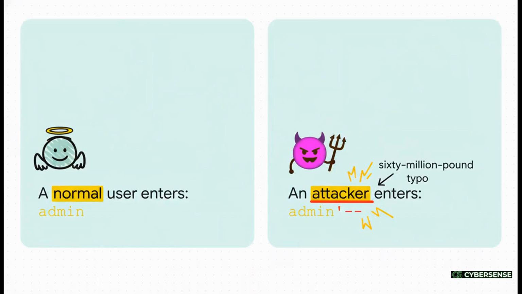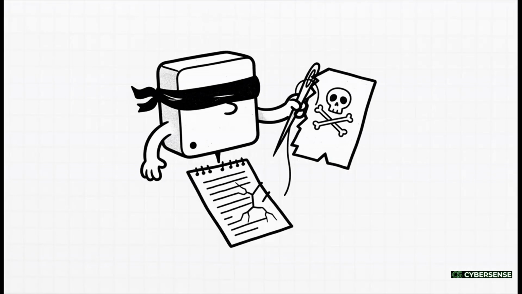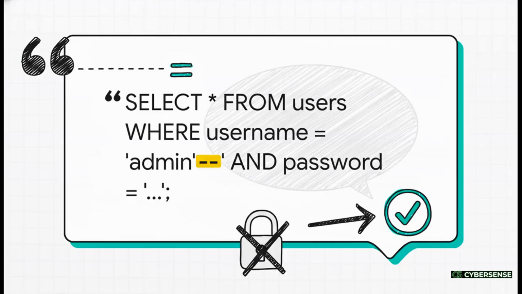So how on earth does that break everything? Well, because the application just blindly jams that malicious text into its command, the database ends up seeing a completely different question than the one the developer intended. And here it is. This is the magic trick. That little single quote the attacker added, it tricks the database into thinking the username part is finished. Then, those 2 little dashes. In the world of SQL, that means, hey, whatever comes next is just a comment, so ignore it. The entire password check, poof, it's gone. The database completely ignores it.